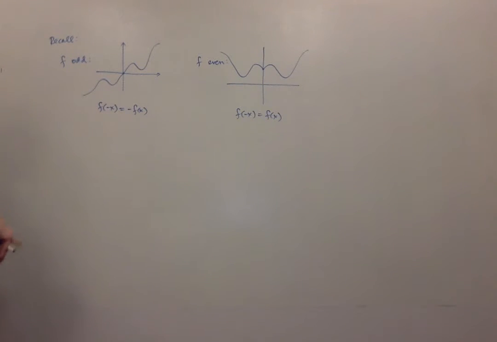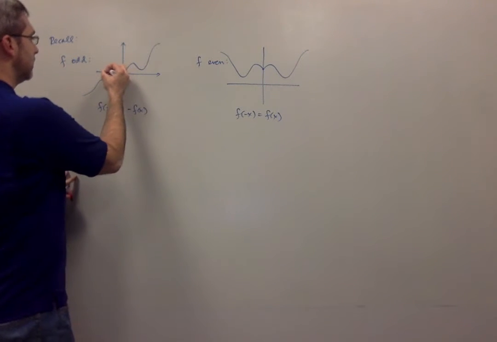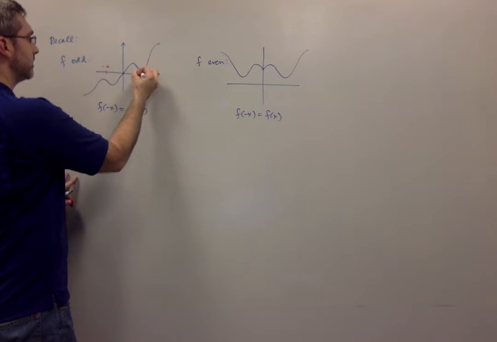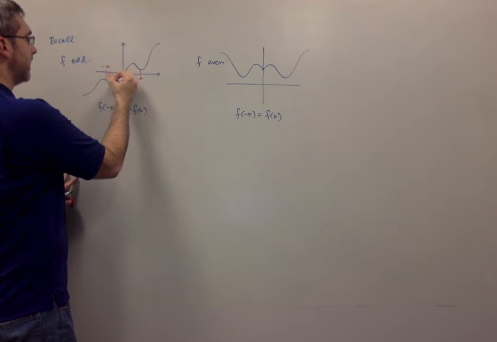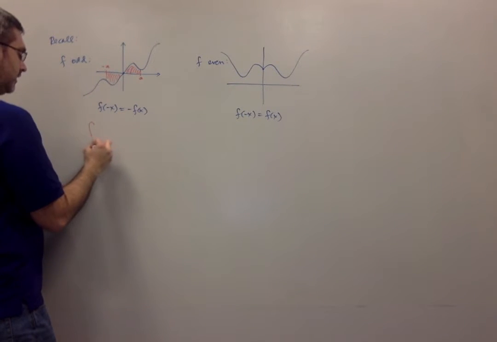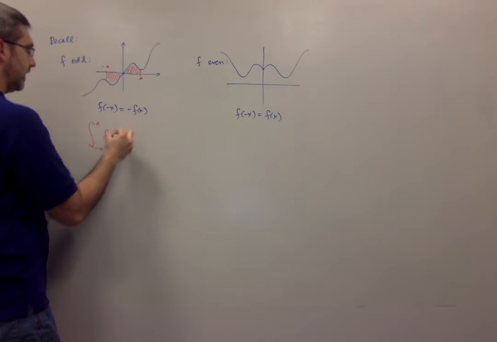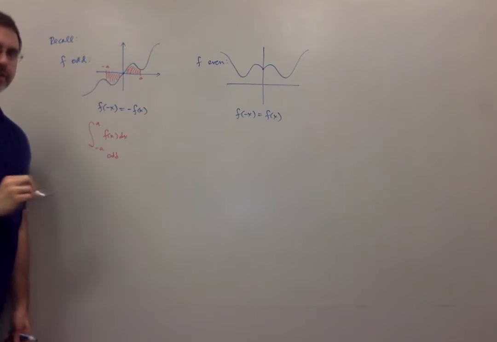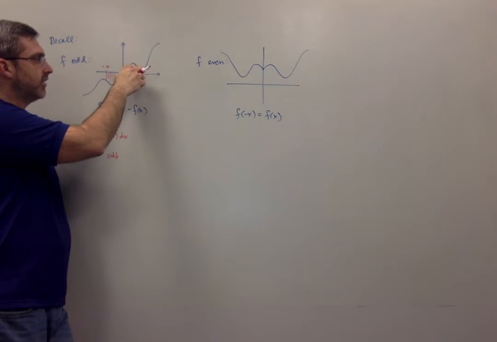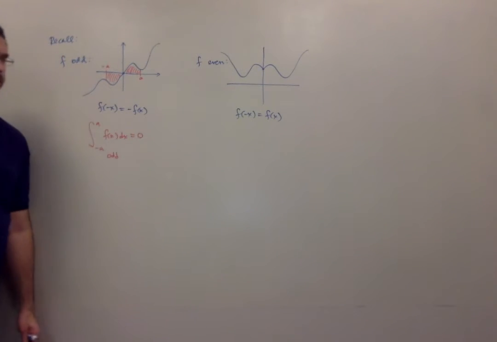Okay. It turns out that if you pick any number on an odd function and go from negative that number to positive that number, can you see what's going to happen with the area here? If on an odd function I go from negative a to a, what's actually going to happen there? Can you guess? The area over here that's positive is going to be canceled out by the area over here that's negative, and the area should end up being 0.